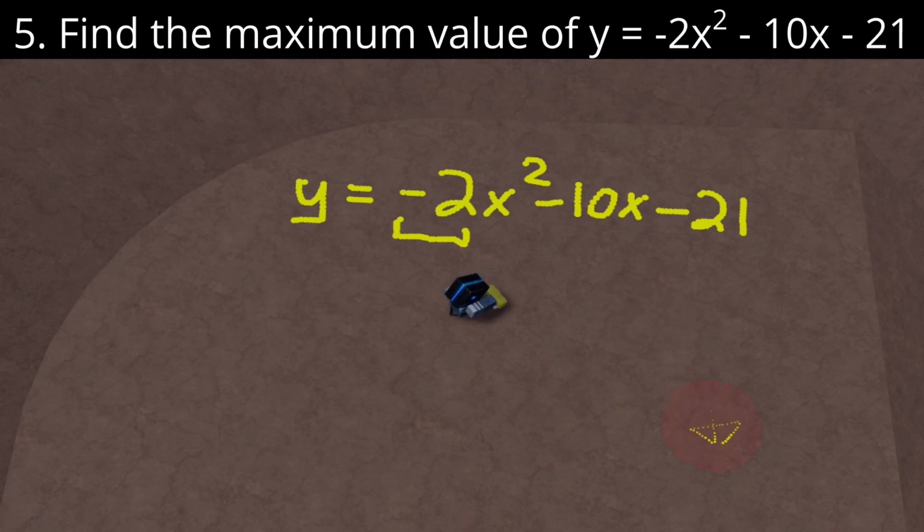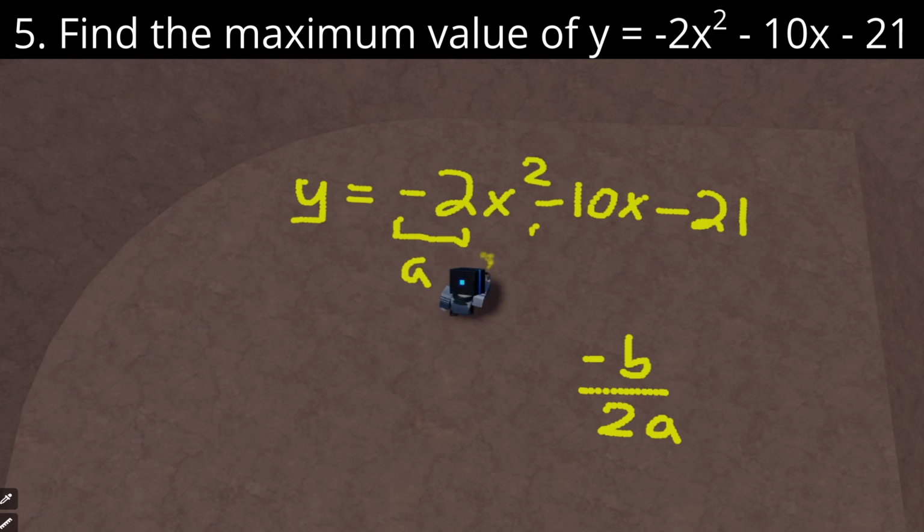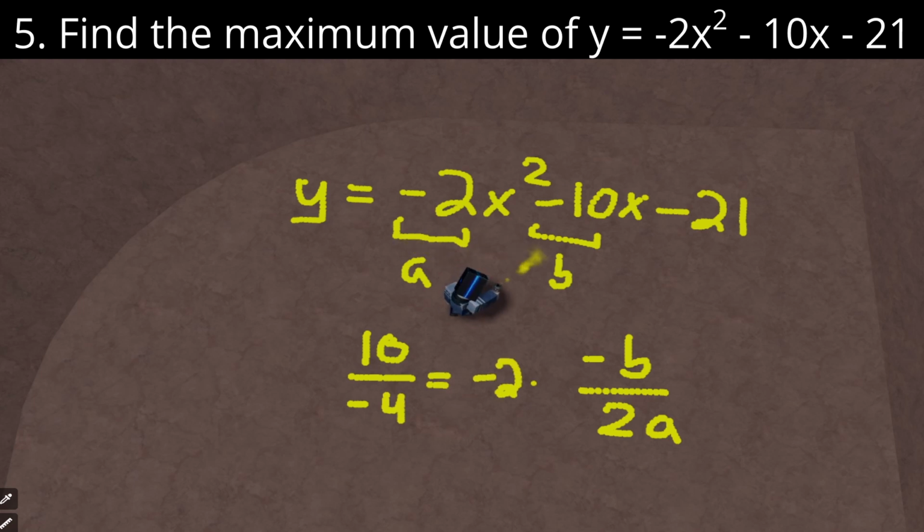All we need to do is find the vertex in this parabola. So to find the vertex, you use minus b over 2a anytime you have an equation in standard form. Our a is minus 2, our b is just minus 10. So let's apply this formula. Minus b is minus minus 10. That is a positive 10. And then 2a is 2 times negative 2. That's just negative 4. And then 10 divided by negative 4 is negative 2.5. So this is the x-coordinate. We need to plug that x-coordinate in to get the y-coordinate.